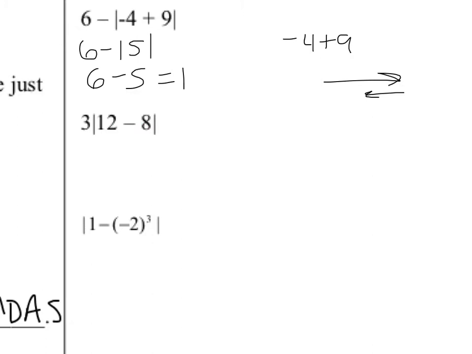Zahir, what'd you get? I got 12. Keep yes if you agree, keep no if you do not. Good. This one was really just a reminder that when we have a number next to a grouping symbol, that means that it's multiplication. So we're looking at 3 times the absolute value of 4, which is 3 times 4, which is 12.